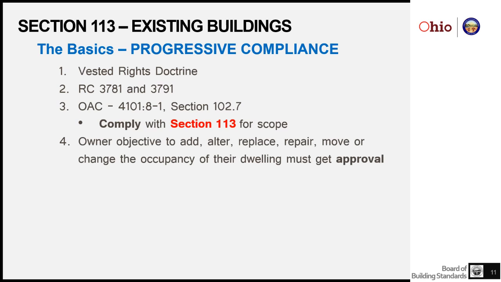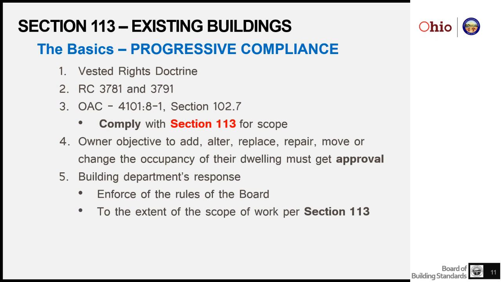So the first thing, as I go back to, this all starts with the owner. The owner's objective is to add, alter, replace, repair, or move their structure, or perhaps they want to do a change of occupancy in their dwelling. The first thing they must do is go get approval to make those changes, and that approval is about being compliant with the code in force at the time. The building department's response to that is obviously enforcement of the rules of the board, and it's going to be to the extent of the scope of work per section 113.